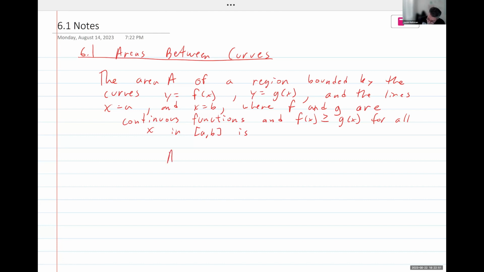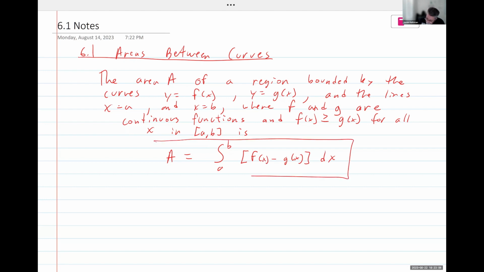is the area, equal to the integral from a to b of f of x minus g of x, all integrated with respect to x. Okay. So there's your magic formula. Okay, now this assumes that f of x is always greater than g of x.